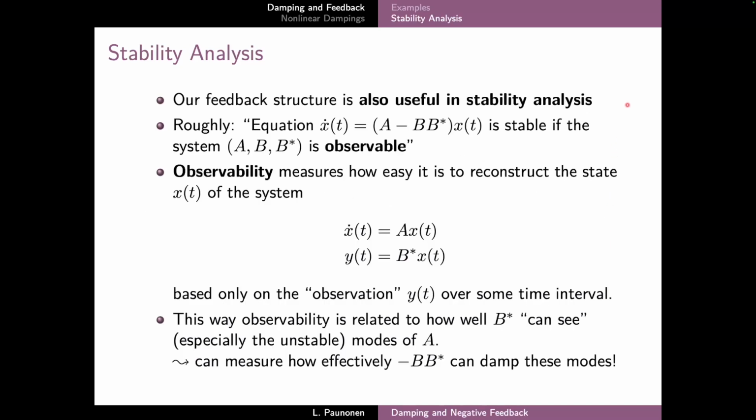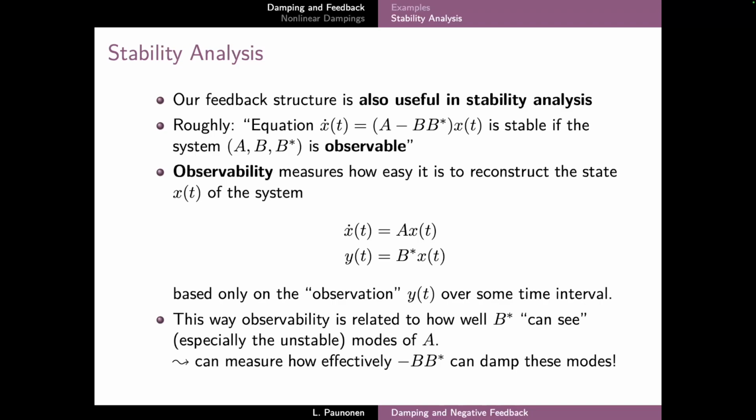We are interested in stability, and it turns out that the feedback structure that we observed for our equation is also useful in this context. And in particular, it can be roughly stated that we get stability for our equation with A minus BB star precisely if this open loop system that we investigated has the so-called property of observability.